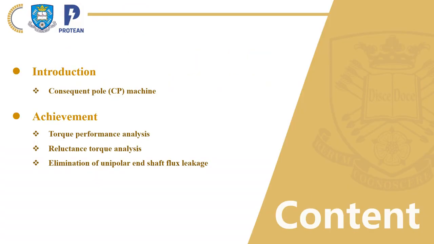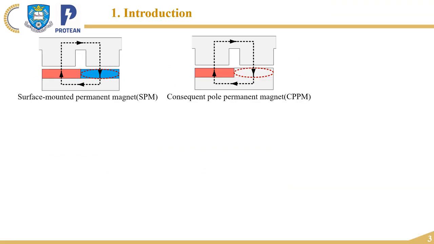Here is the content. Firstly, let's start with the introduction. As shown on the left side, it is a conventional surface-mounted permanent magnet machine. We will call it SPM. By replacing the alternate PM poles with iron poles, we can achieve the structure shown on the right side. This is the consequent pole permanent magnet machine.